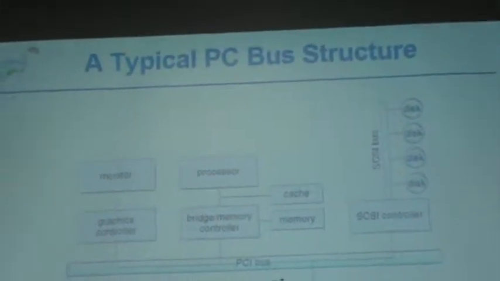This is a typical personal computer bus structure. You can see the main highway, like the I-95. Okay, so this is a bus.